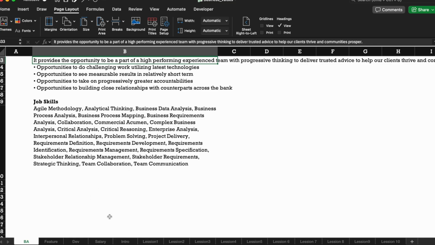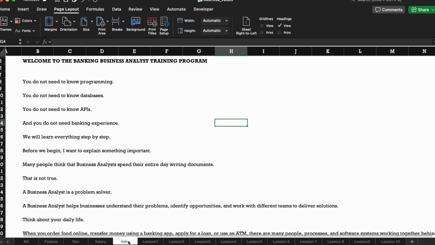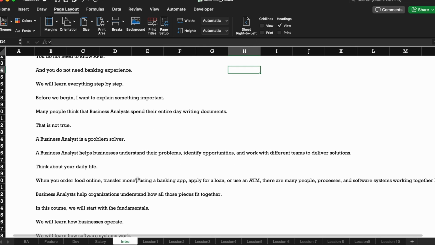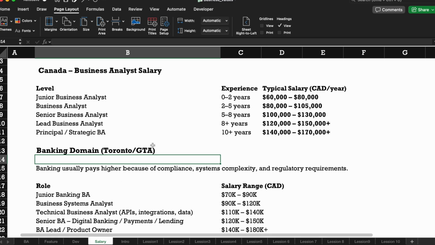Okay, before I talk about the introduction and what we are going to cover, I want to give you an understanding of how much salary you can expect if you become a business analyst. These are all online data. This is again one more declaration: these are Canadian dollar rates.